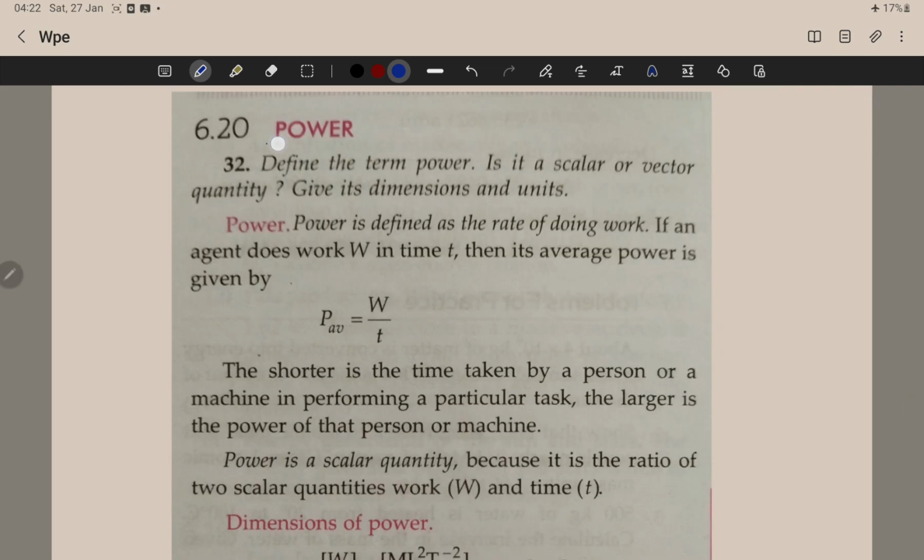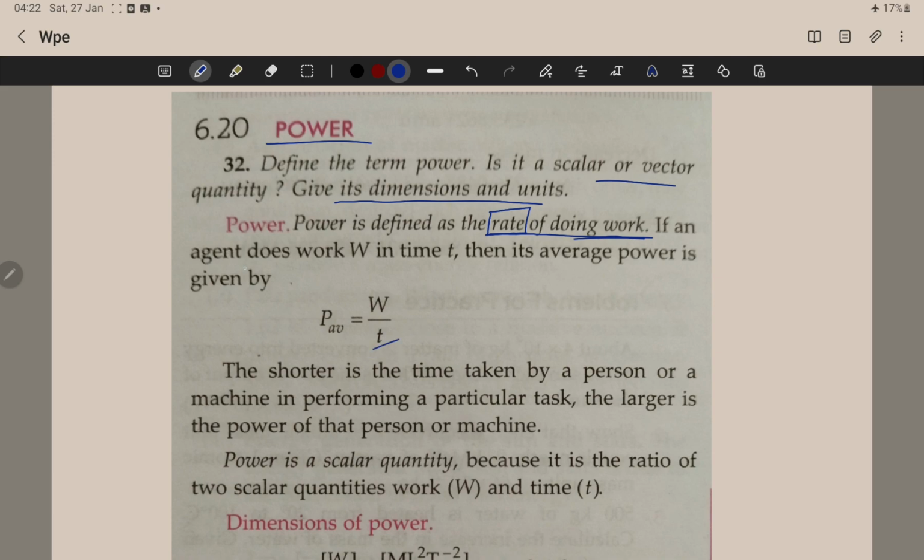Next is power. Define the term power. What is power? Is it a scalar or vector quantity? Give its dimension and units. Power is defined as the rate of doing work. Here the word rate is added. Energy is the capacity of doing work. Power is the rate of doing work.